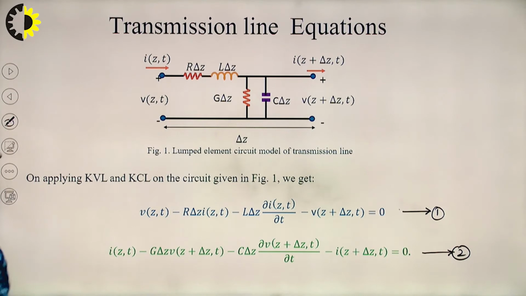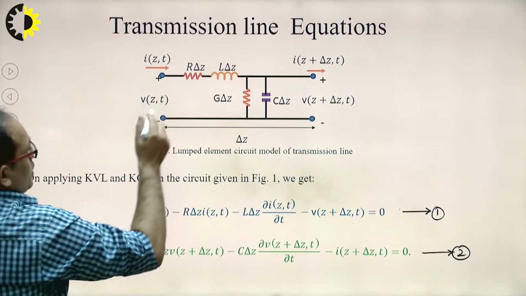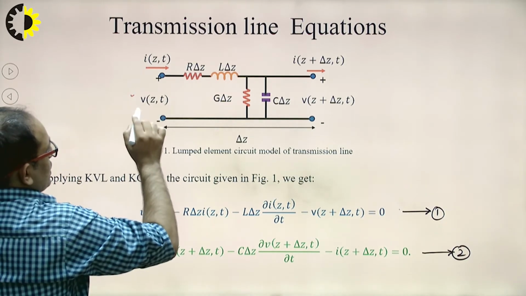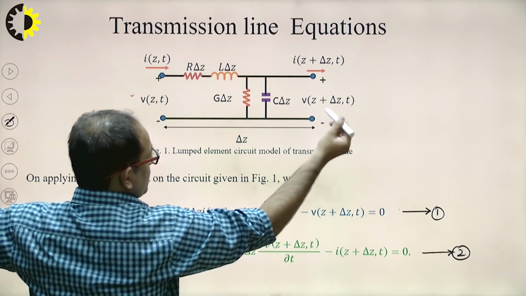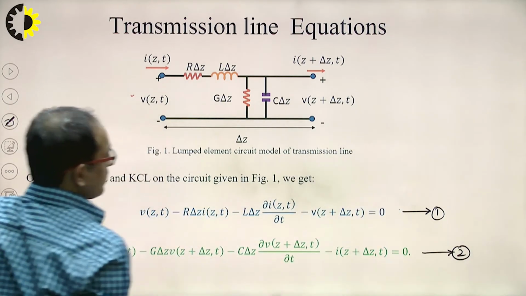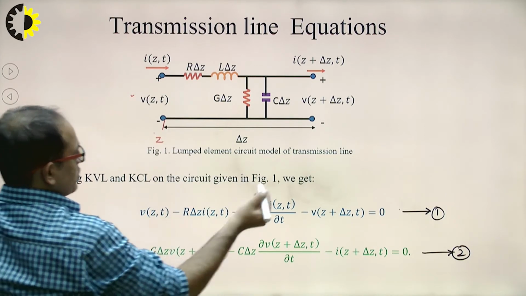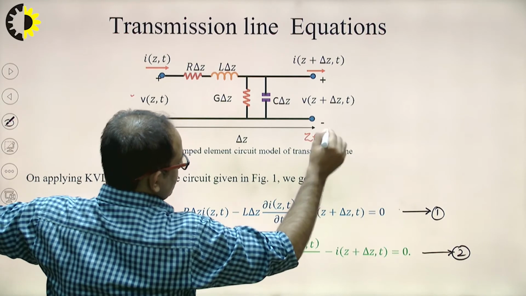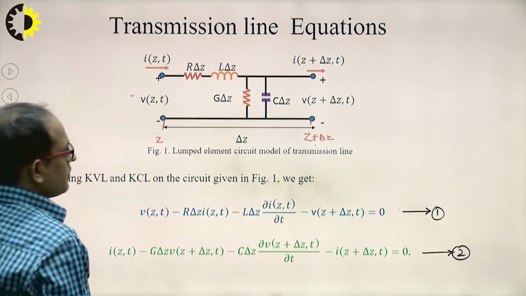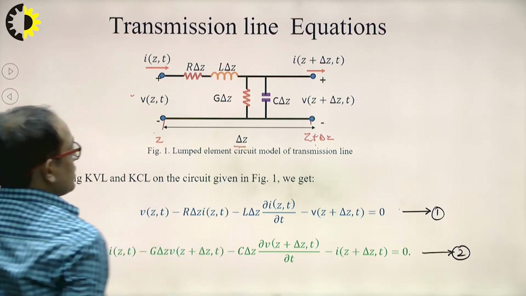Clear? So this will be the equivalent circuit of a small portion of transmission line. Input voltage, let's say V of z comma t, and similarly at the output V of z plus delta z comma t. Clear? And here if the position is z, then here the position will be z plus delta z. Clear? So the small portion of transmission line is given by delta z.